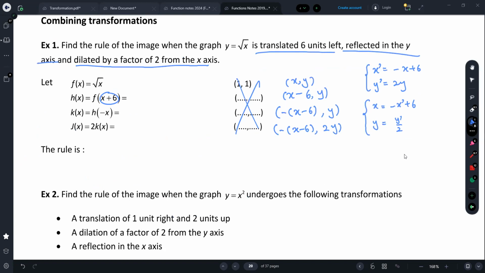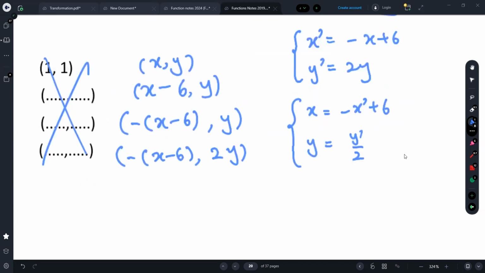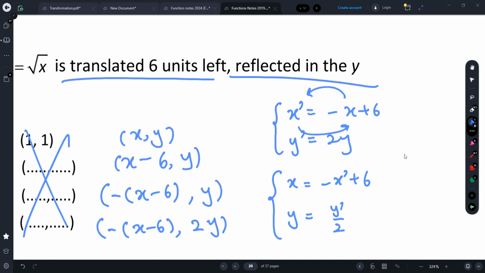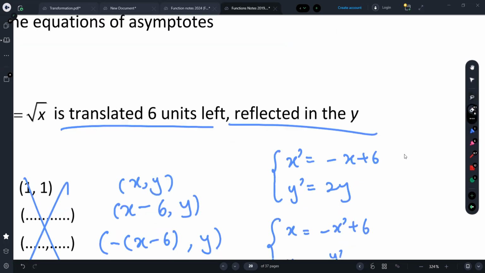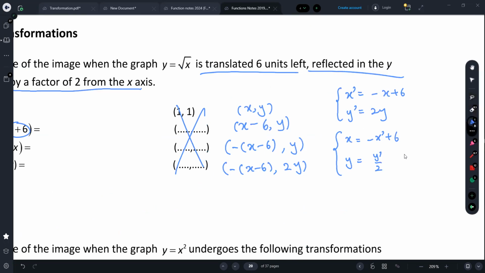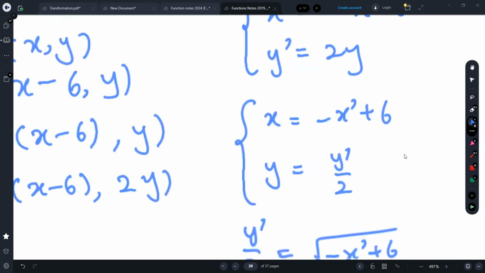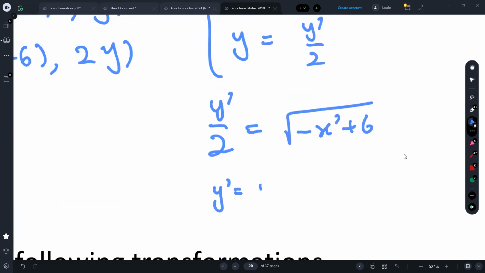Just rearrange it, right? Like if I put this here, put this here. First of all, x dash equals negative x plus 6. Okay, all good? So once I make the substitution here, I'm gonna have y dash over 2 is equal to this thing, negative x dash plus 6. And then y dash is equal to 2 times this thing.